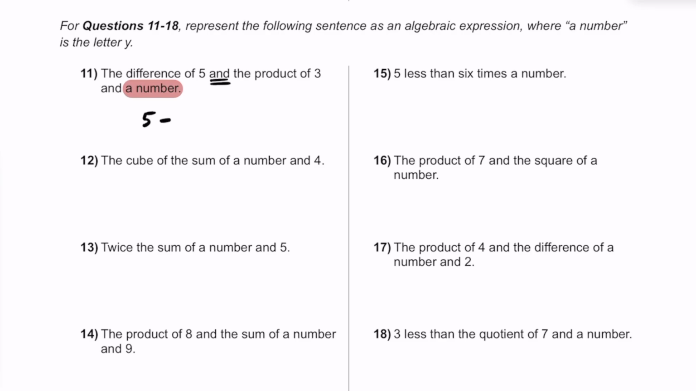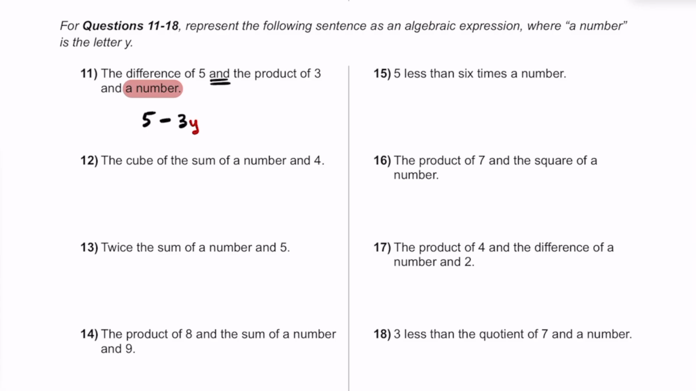So it's 5 and what's the difference of? It's going to be the product of 3 and a number. So afterwards, it's going to be 3 multiplied by y, just because product means we're multiplying here, right? So difference means subtraction here, and then it's the difference of what? It's 5, which is before the word and, and then we have the product of 3 and a number. So here's the product of 3 and a number.